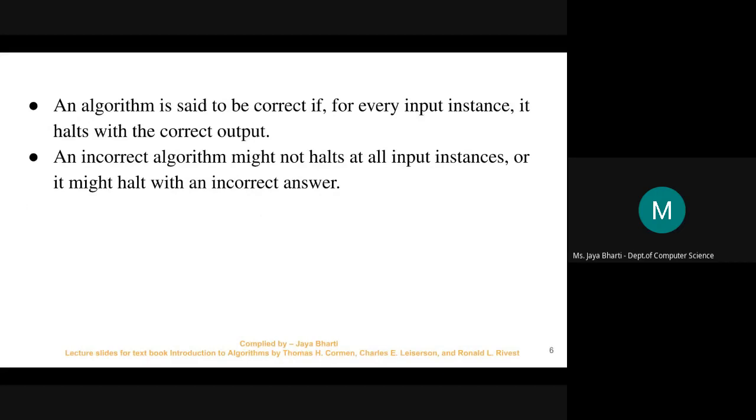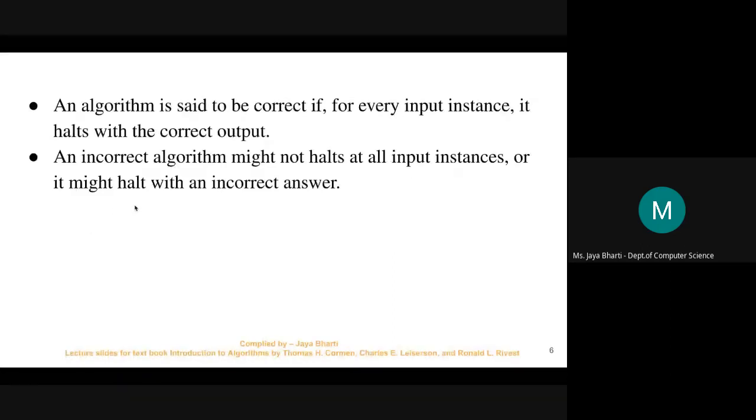An algorithm is said to be correct if for every input instance it halts with the correct output. Suppose you have made an algorithm and you say it is correct, but when you run it on some input, it is not halting, meaning it is not stopping and runs continuously. Then you cannot say the algorithm is correct, because a correct algorithm should stop at a halting point. An incorrect algorithm might not halt on some input instance, or it might halt with an incorrect answer.